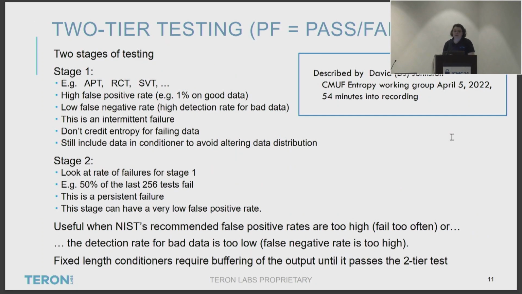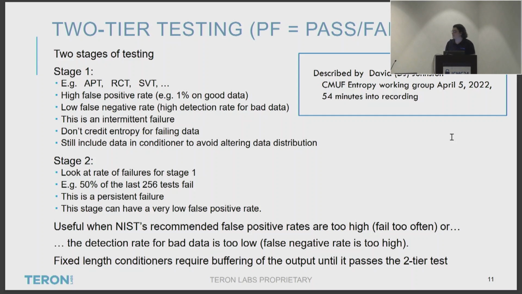So when your health test is perhaps not performing as well as you would like it to, as the APT was in that instance, you can move to two-tier testing. Two-tier testing was described in the CMUF working group by David Johnson, and it has 2 stages of testing. The first stage can apply to any health test. For example, the APT, RCT, SVT, just pick one.